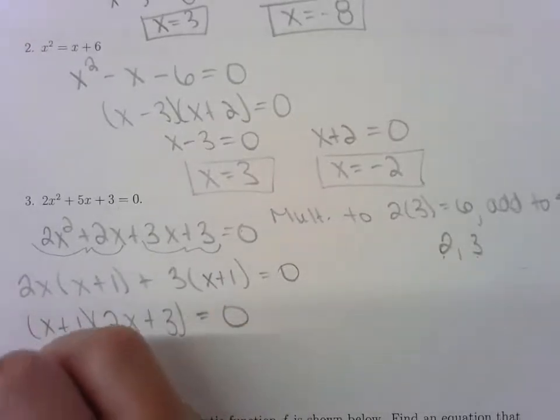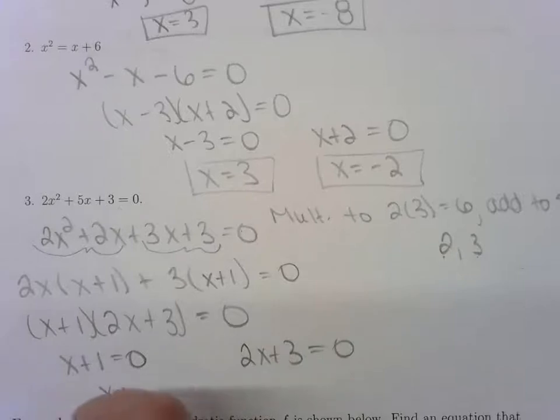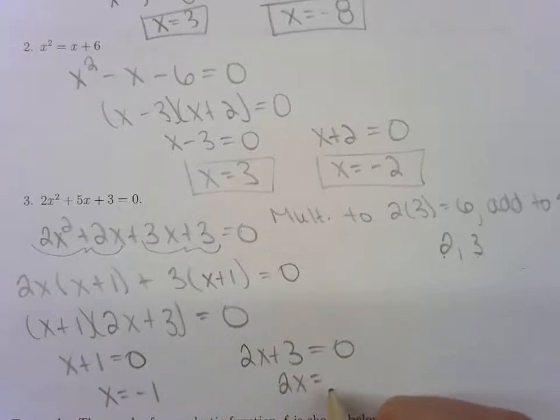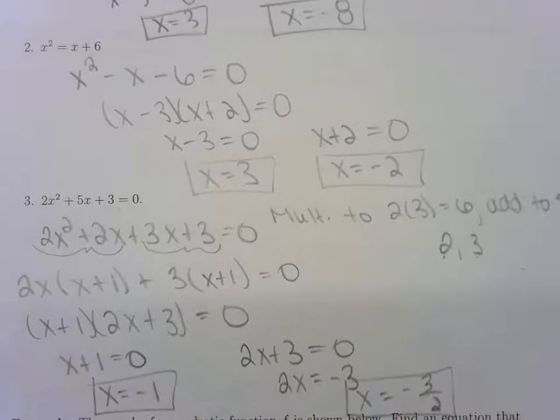Okay, so we have x plus 1 equals 0, and 2x plus 3 equals 0. So this would be x equals -1. Here we have a little bit more work to do. So 2x equals -3, x equals -3/2. Okay, so again, the main thing with quadratic equations, this is very important, one side has to be equal to 0. So do not forget that one side has to be equal to 0.